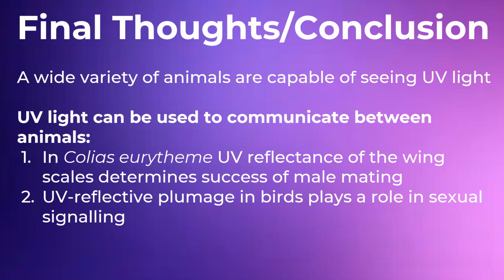To end off with some final thoughts, we learned that a wide variety of animals are capable of seeing UV light, with some being able to use it for communication. The specific examples being the UV reflectance of wing scales determining success of male mating in Colias eurytheme, and UV reflective plumage in birds playing a role in sexual signaling.